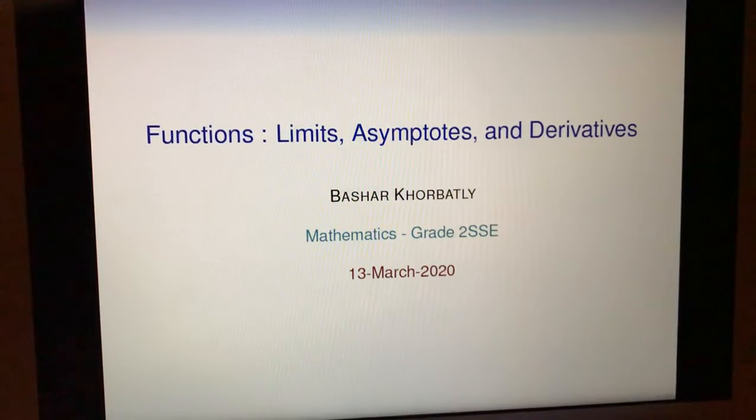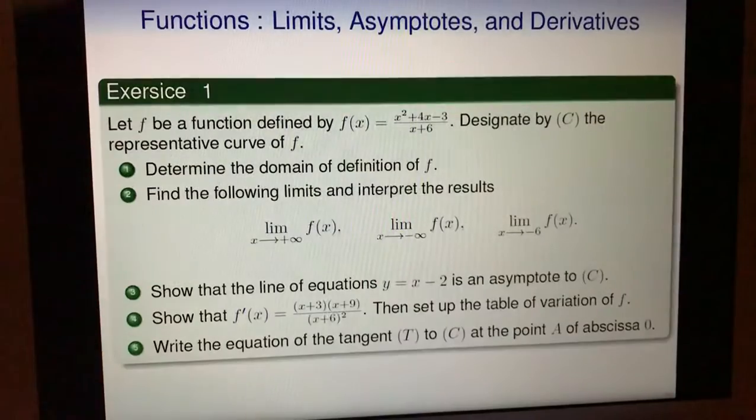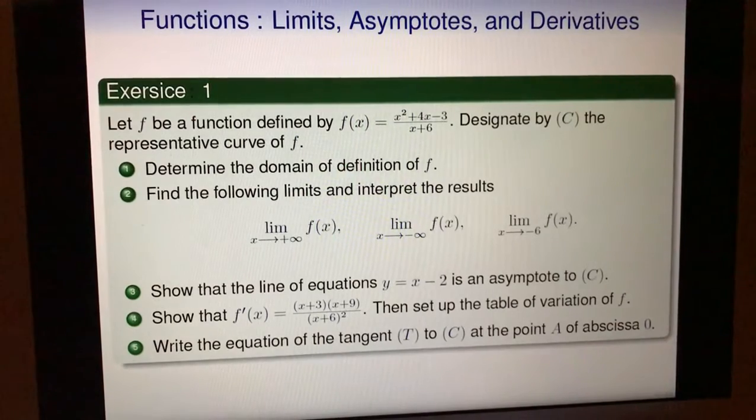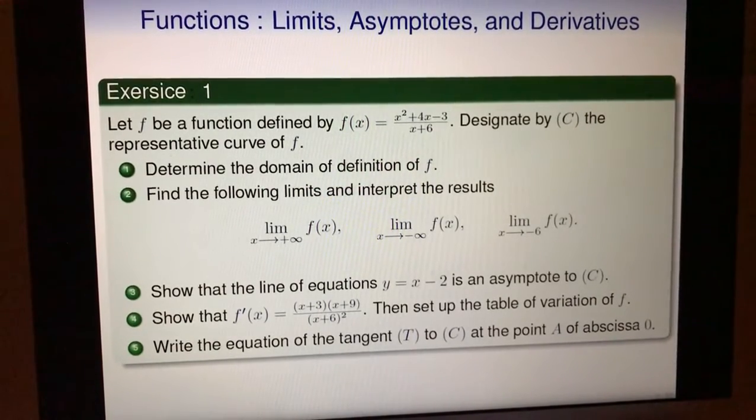Hi everybody, in this lecture we will practice on limits and asymptotes. Today is 13 March. We will solve exercise number 1. We have a function f defined by f of x, and we designate by C the representative curve of the function f. The first question is to find the domain of definition of the function f.